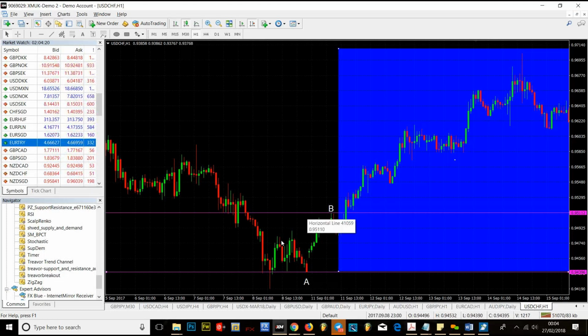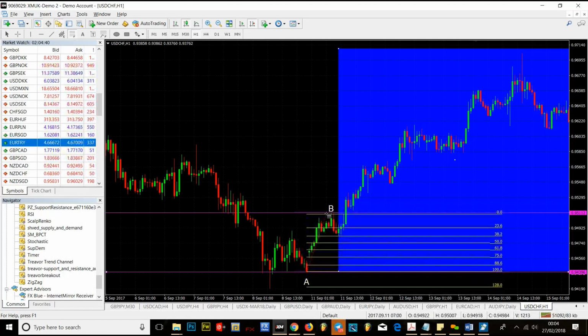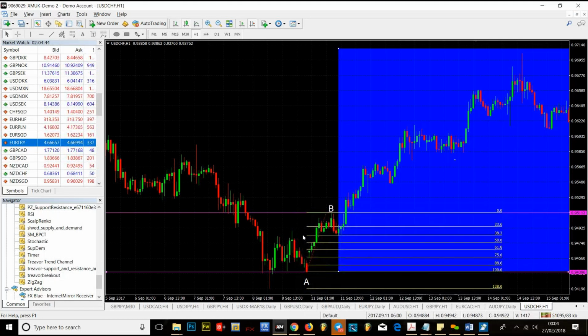Now, having identified my A and B, what do I need to do now? I need to draw my Fibonacci. Now, remember when we were drawing for the bearish, what did we do? We drew it from top to bottom while the market was coming down. Now, because the market is going up, we're going to draw it from bottom to top. So those are the two main differences. Make sure you draw it up until where you have your B. Voila. That is your market.